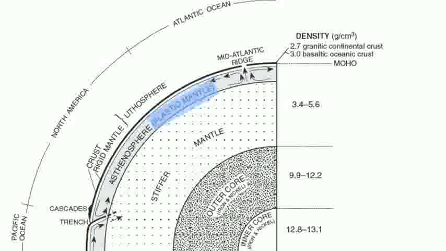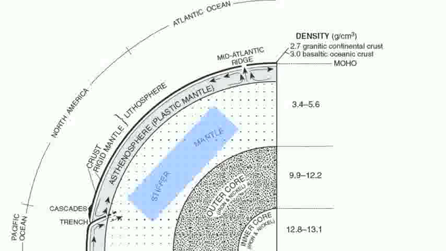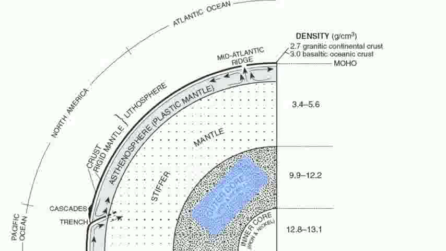Now, there are two convection cells. You have one portrayed on the west coast of the United States, where the Juan de Fuca plate is converging with the North American plate, producing the Cascade Mountains. And we also have one in the middle of the Atlantic Ocean, producing the Mid-Atlantic Ridge. This is a divergent plate boundary. Below that, you have the stiffer mantle. Below that, you have the outer core, made up of liquid iron and nickel. Below that, you have the inner core, made up of solid iron and nickel.